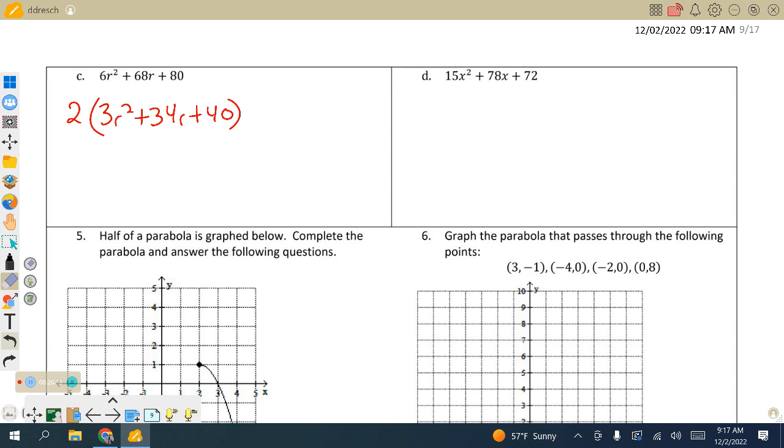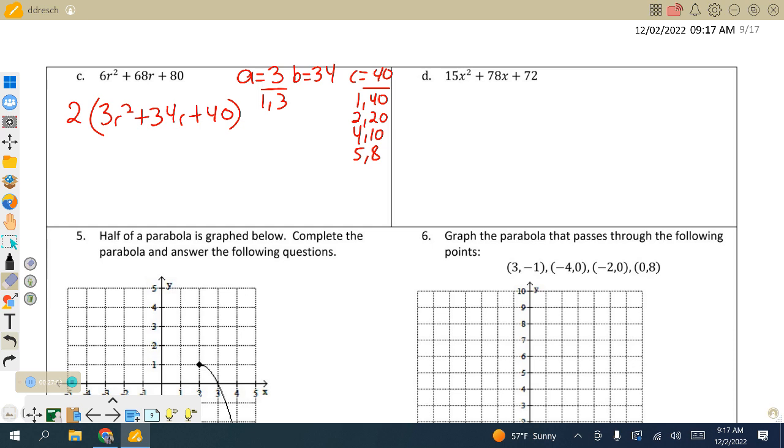A now turns out to be what? A is 3, B is 34, and C is 40. List them out. Nothing's changed. A is 3, so the factors of A are 1 and 3. C is 40, so what do we got? 1 and 40, 2 and 20, 3 no, 4 and 10, 5 and 8.